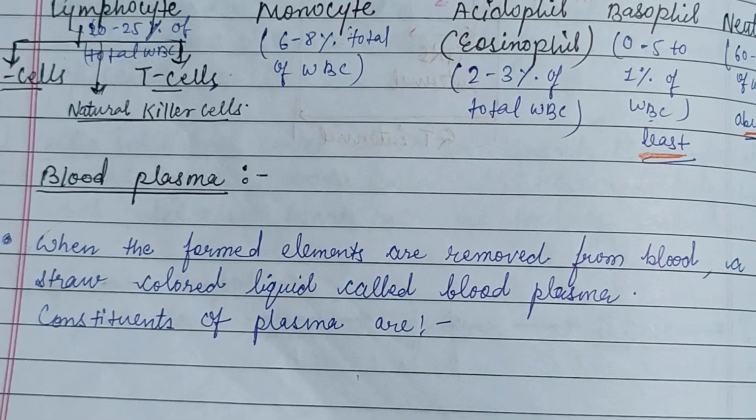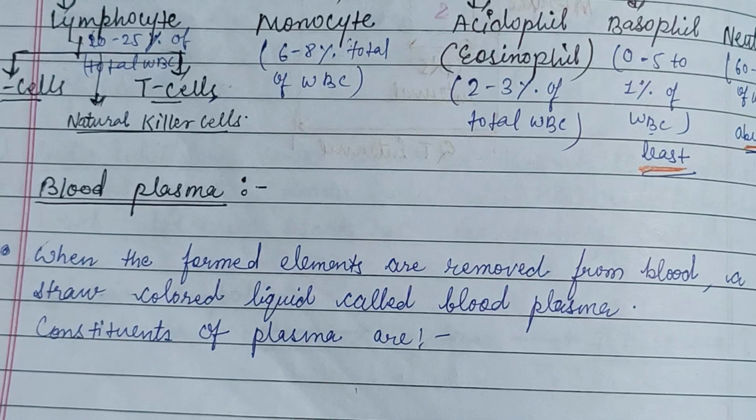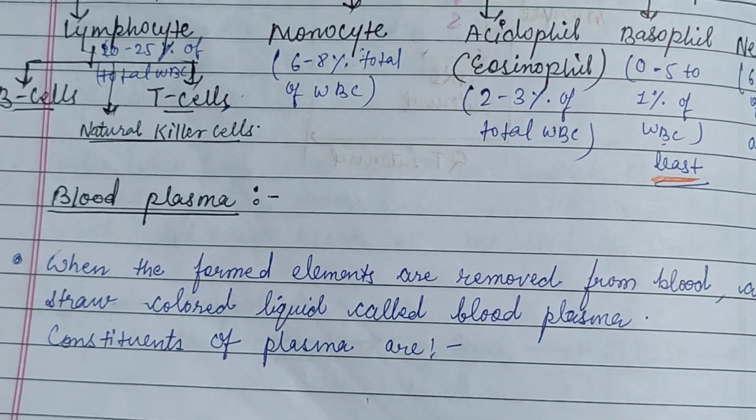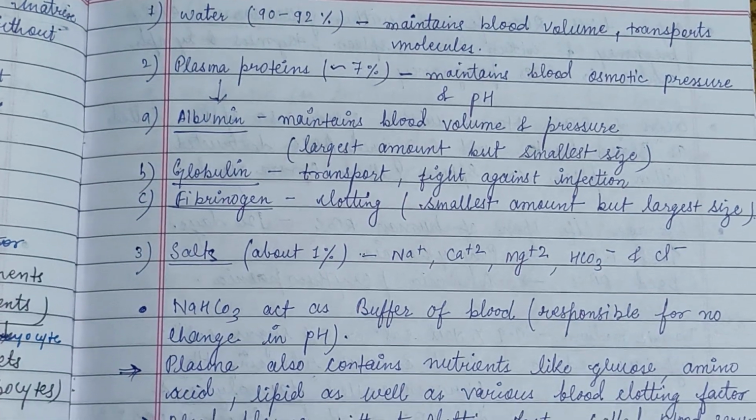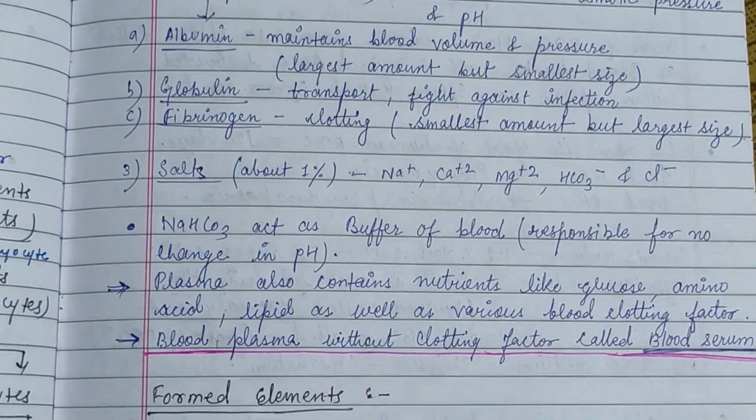Blood plasma: when the formed elements are removed from blood, a straw-colored liquid called blood plasma remains, and its constituents are water, plasma protein, albumin, globulin, fibrinogen, and salts.